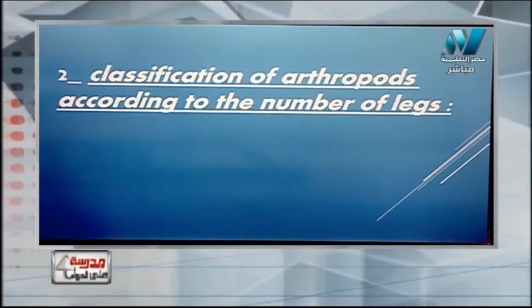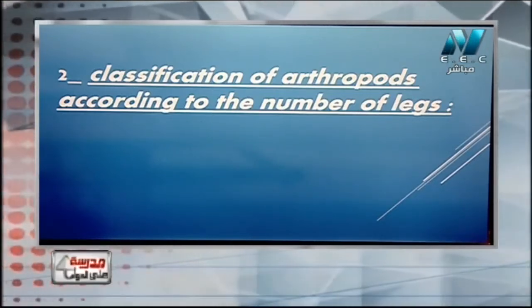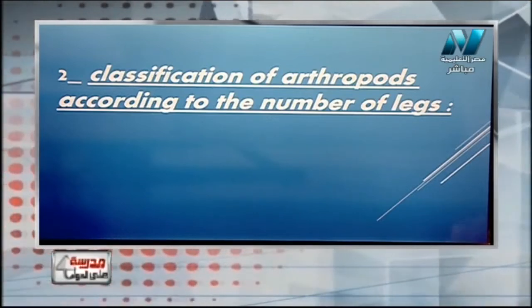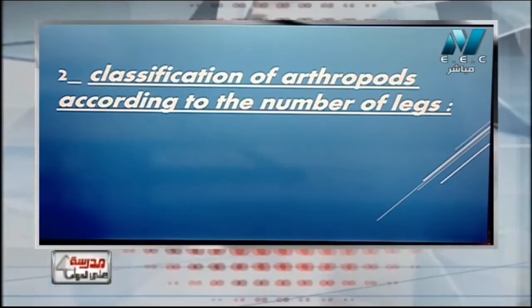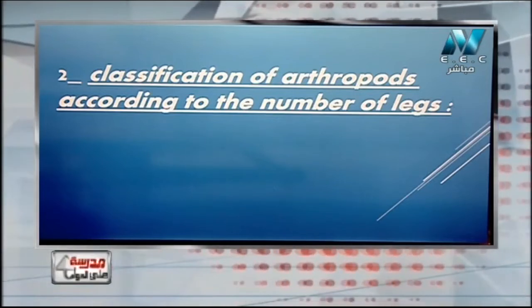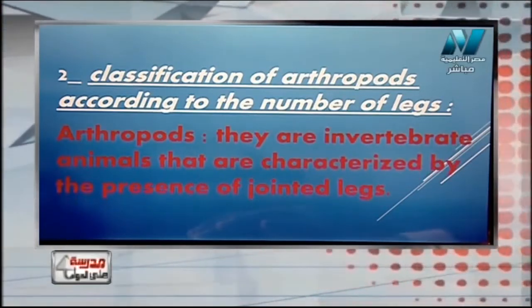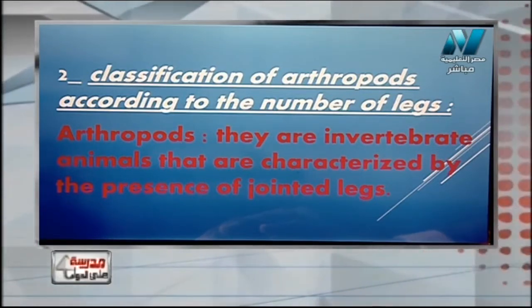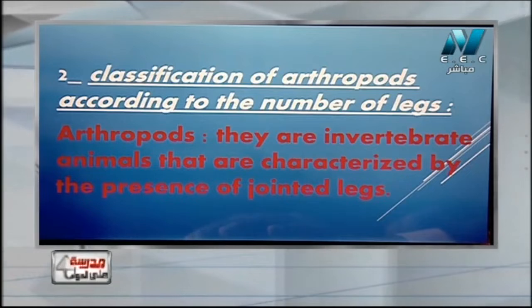Number 2, classification of arthropods according to the number of legs. Arthropods, they are living organisms, invertebrate, they don't have vertebral column, don't have backbone, and they are different according to the number of legs into number 1, insects. But first, what's meant by arthropods? They are invertebrate animals that are characterized by presence of jointed legs.